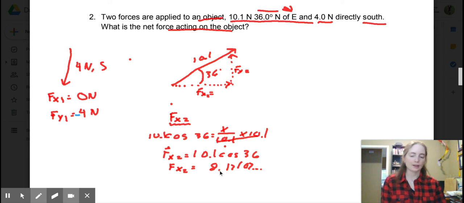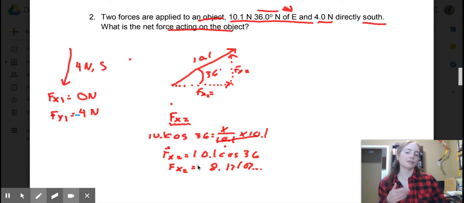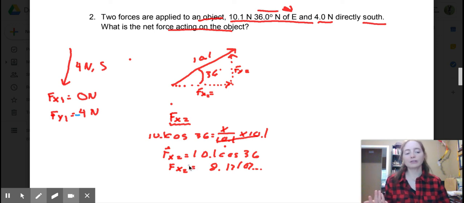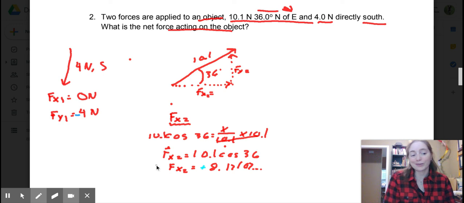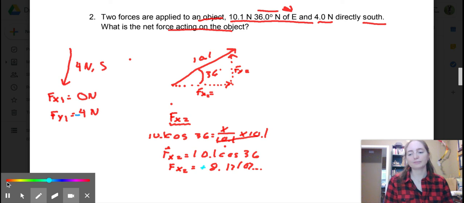8.17107... Now, this guy, ladies and gentlemen, I'm going to switch colors here again so we can see this direction. I'm going to think about this. My value is going towards the east. We generally designate east as being positive. Okay, it's also our only x vector, so we can leave it as positive if we want, even if it was going west. Okay, so now I'm going to switch back to red.